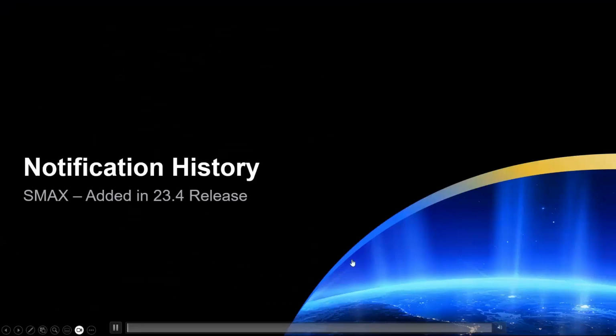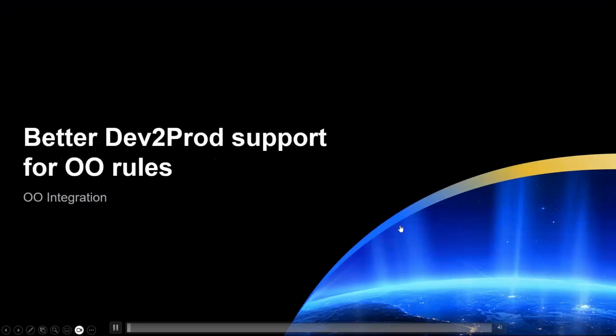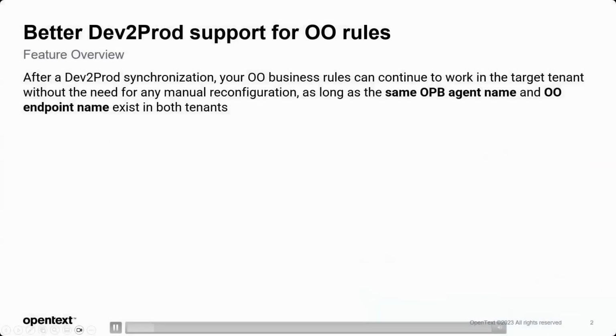All right, cool. So that's notification history. Today we're going to review the changes, now to the next one. We now have a better dev to product support for OO rules. As you may know, before, the OO rules needed to be reconfigured after the dev to product. And it's a heavy workload for the customer if they have a lot of OO integration related business rules.